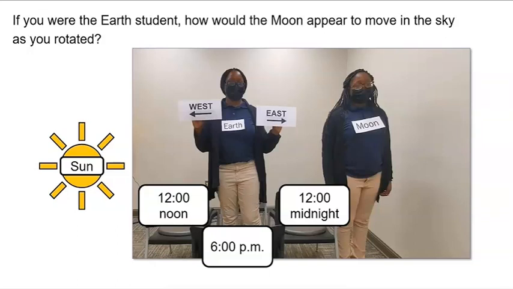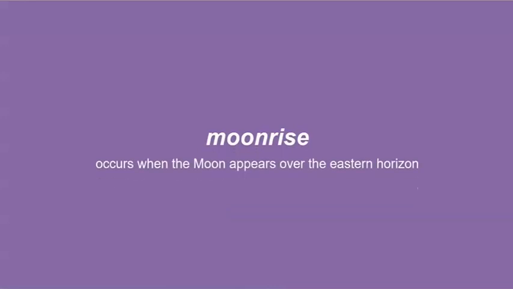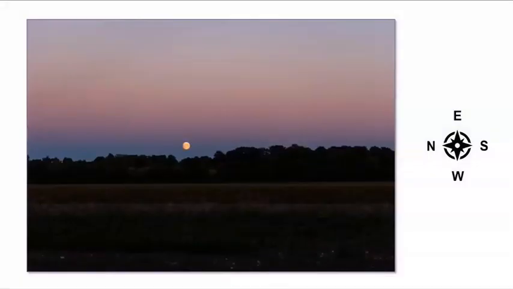Did you know that the moon rises and sets just like the sun? Moonrise occurs when the moon appears over the eastern horizon. Look at this photograph of a moonrise. The moon is appearing over the eastern horizon.